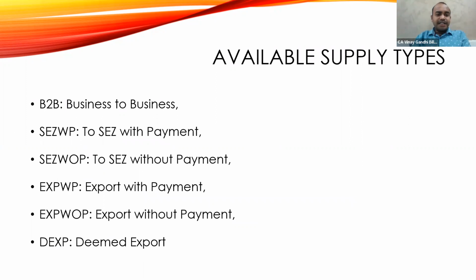As of now, that's what I said, there are only 5 or 6 supply types for which it is applicable. It is B2B, SEZ with payment, without payment, export with payment, export without payment, and deemed export. In all these cases, if it is a B2B transaction, I have to generate an invoice reference number or e-invoice in general.